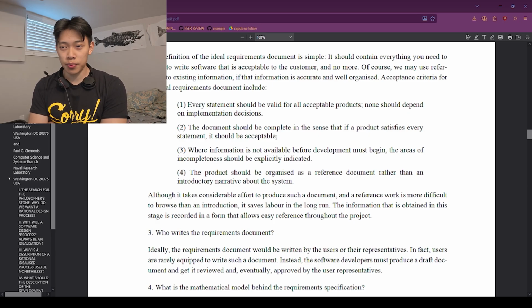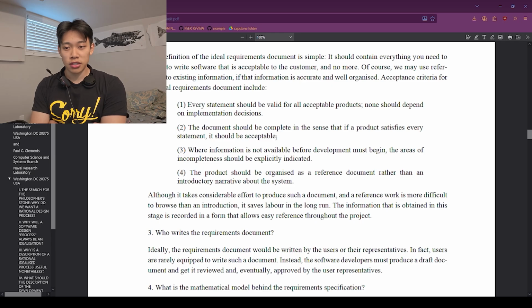4. The product should be organized as a reference document rather than an introductory narrative about the system. Although it takes considerable effort to produce such a document and reference work is more difficult to browse than an introduction, it saves labor in the long run. The information that is obtained in this stage is recorded in a form that allows easy reference throughout the project.